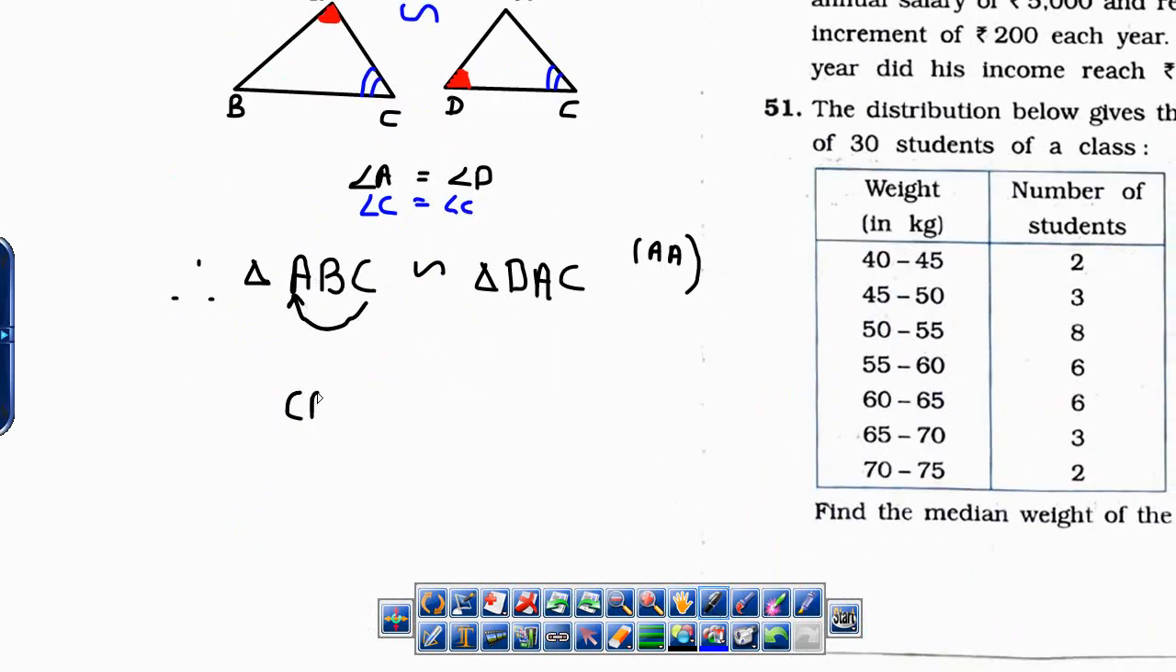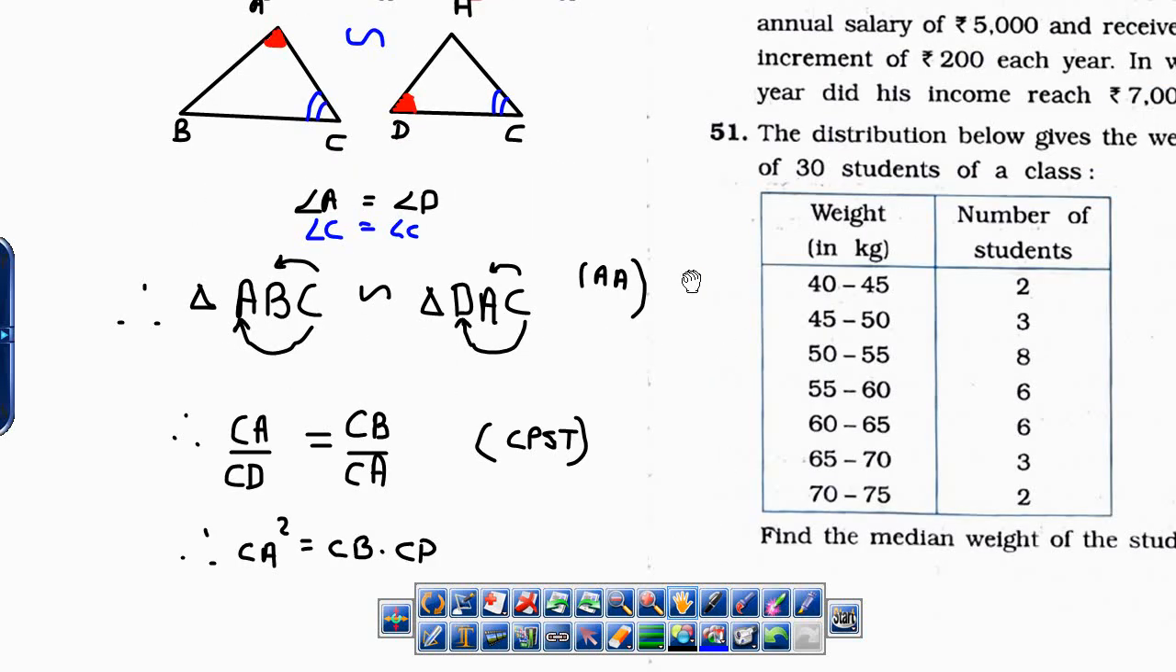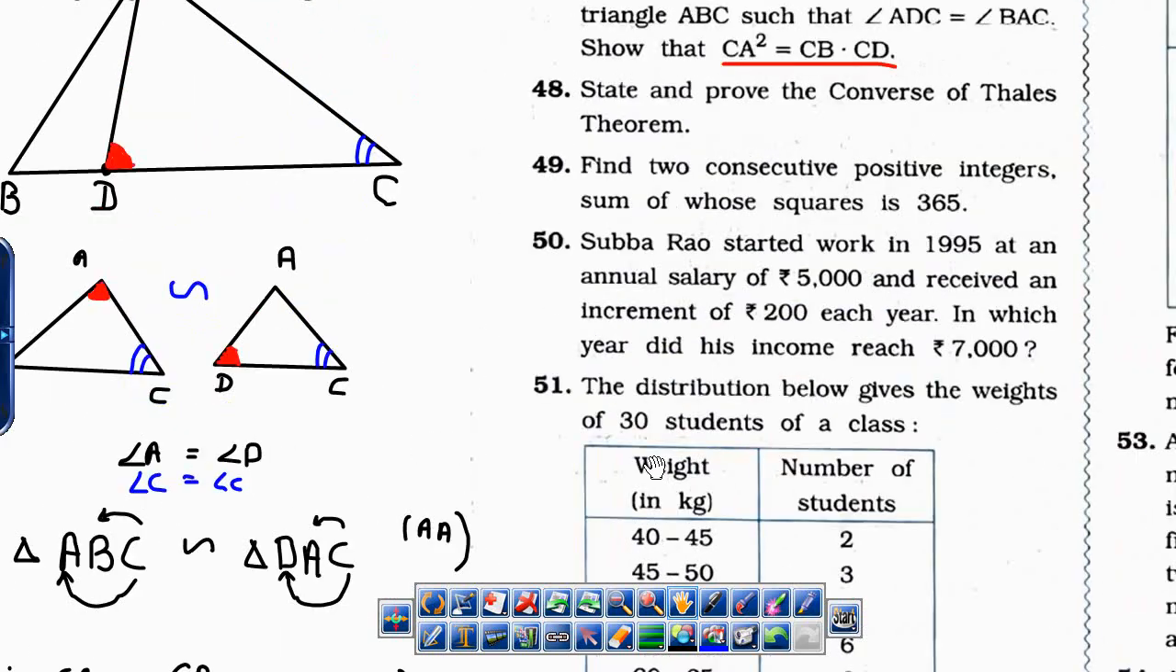CA upon CD is equal to CB upon CA. This is called CPST. क्योंकि ट्राइंगल सिमिलर है, द साइड्स आर प्रोपोर्शनल, क्रॉस मल्टीप्लाई, you will get CA square is equal to CB CD, sum over. Again, for better method, better figure, you can refer to your classwork or attend the lecture more properly and remember them.